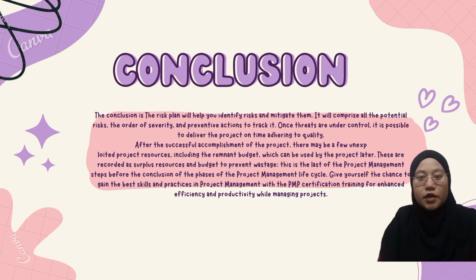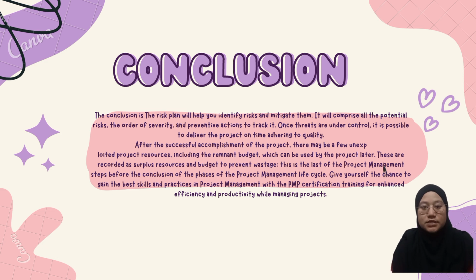After the successful accomplishment of the project, there may be a few unused project resources, including the remaining budget, which can be used by later projects. These are recorded as surplus resources and budget to prevent wastage. This is the last of the project management steps before the conclusion of the phases of the project life cycle.